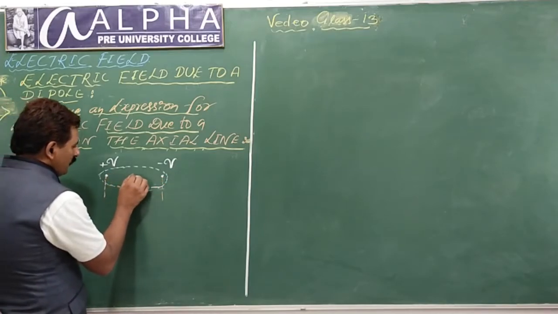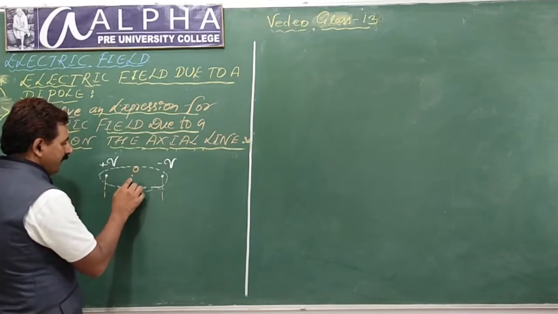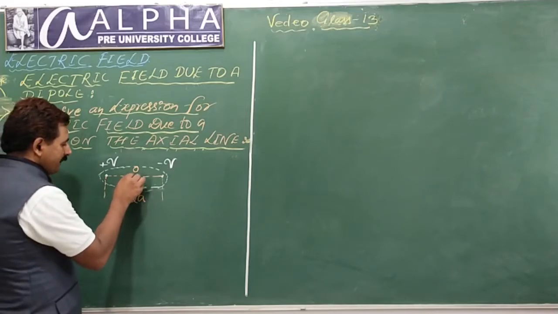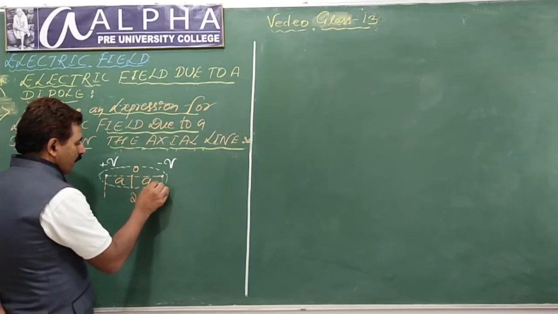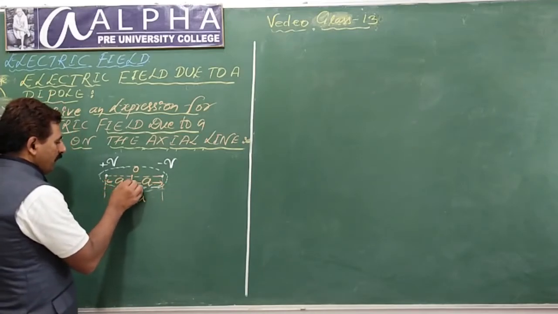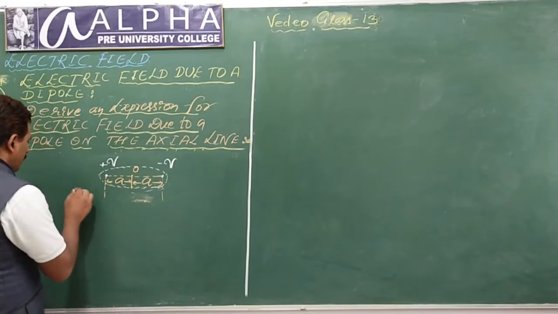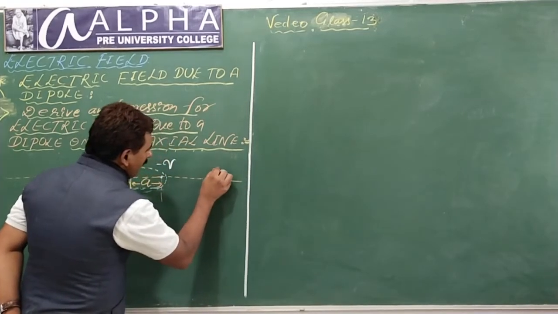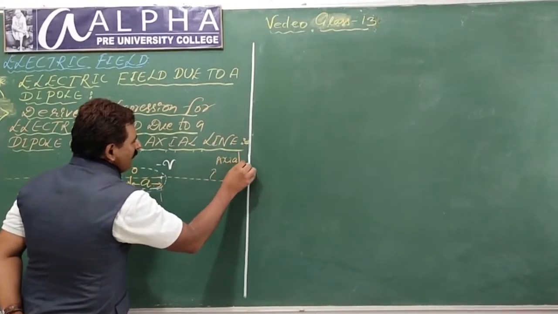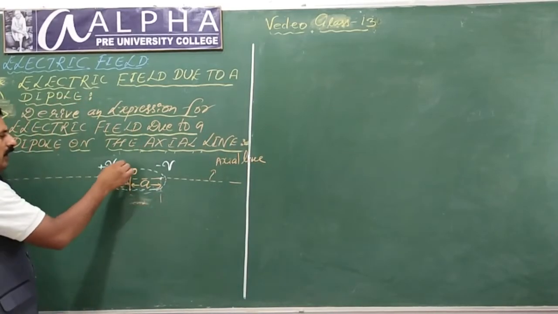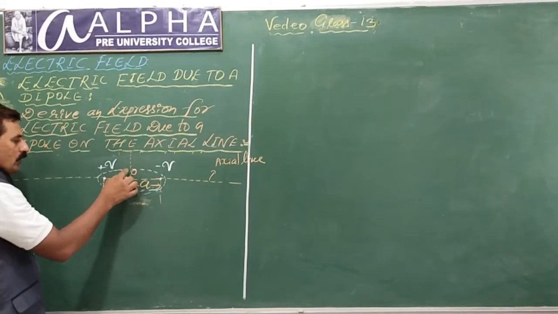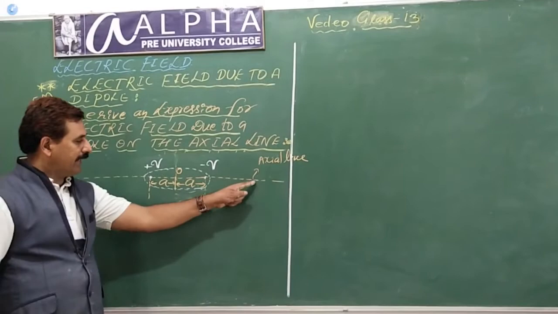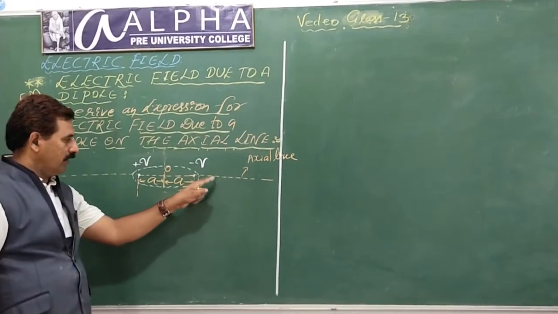That distance is usually measured from the center O, the center of the molecule. This distance or length is written 2a, meaning from here a, from here a. This side a, total length 2a, right? Then, what is this line called? This is the axial line. And another line which you consider perpendicular to the axial line passing through the center is the equatorial line. Any point on the axial line, right side or left side, is called the end-on position.